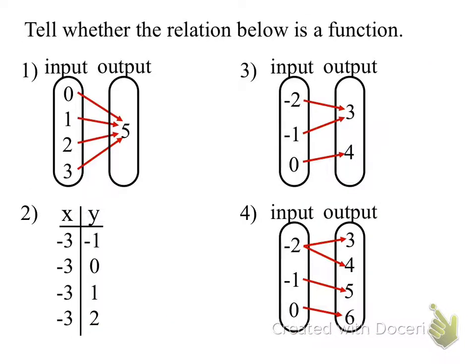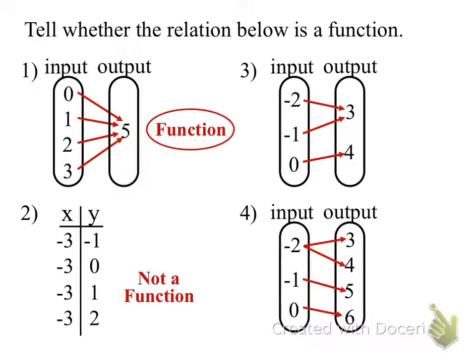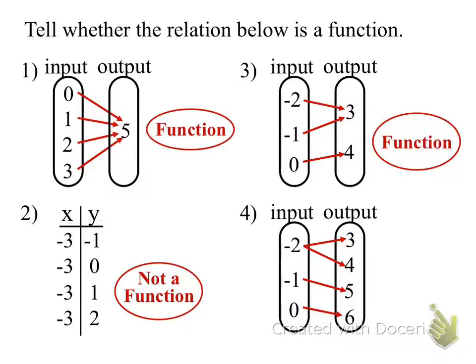All right, so let's then tell whether this is a relation or a function. Number 1, take a minute, pause the recording, and let me know what you think. All right, number 1 is a function because no x's repeat. Number 2 is not a function because the x's repeat. Number 3 is a function because the x's do not repeat. And number 4 is not a function because the -2 repeats.